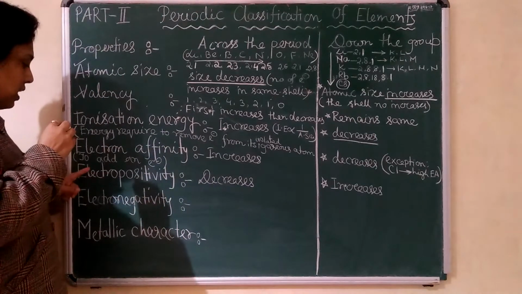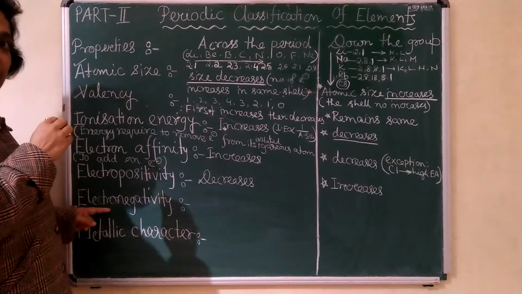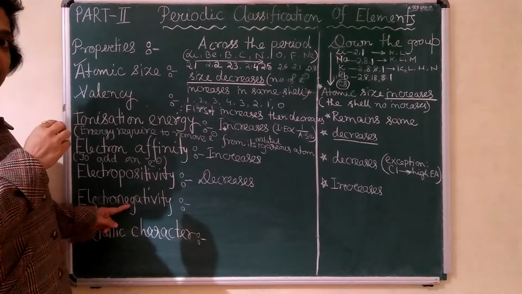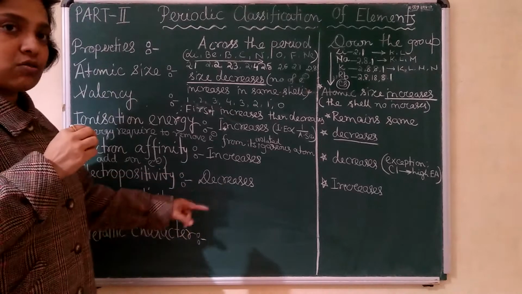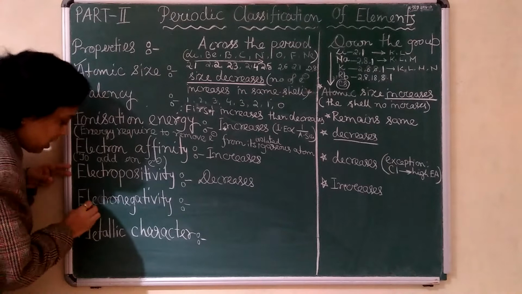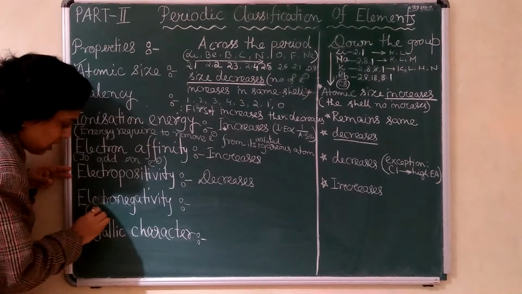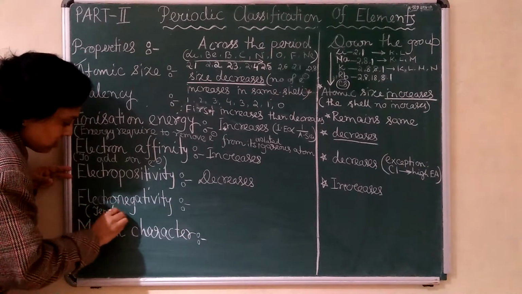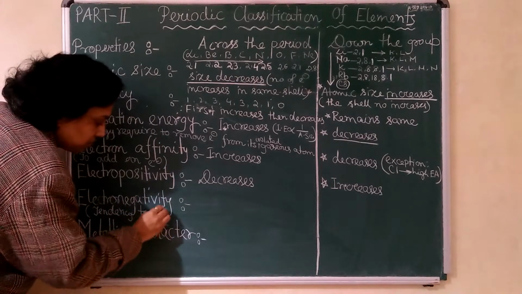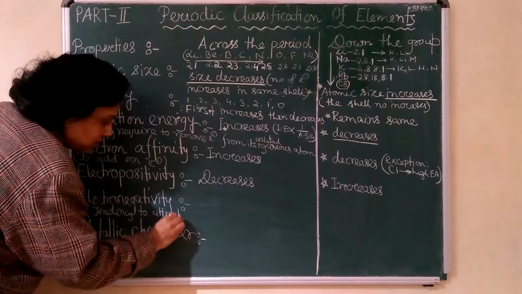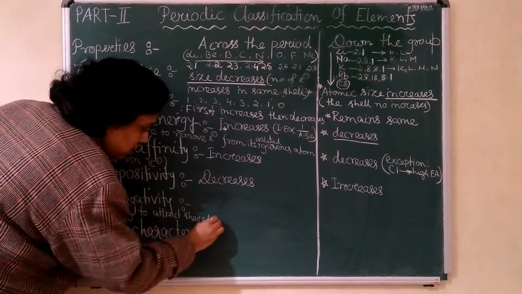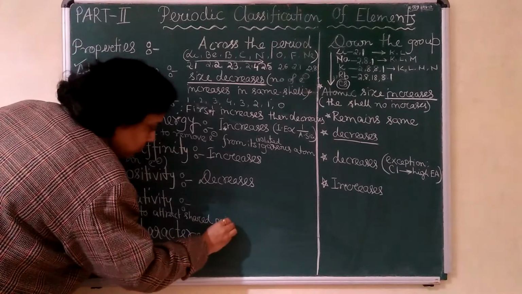Okay. Now electropositivity is the reverse of electronegativity. It is positive nature, and this is negative nature. So the trend will also be just opposite. So for the electronegativity definition, you write: tendency to attract the shared pair of electrons.